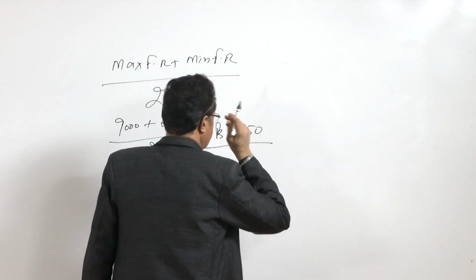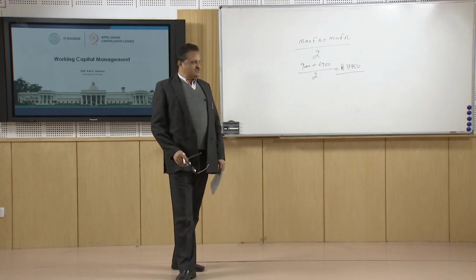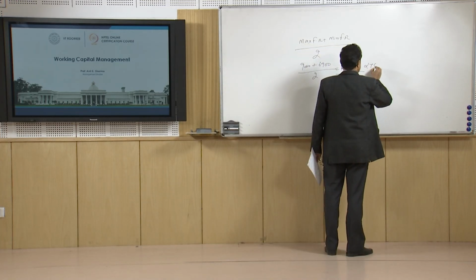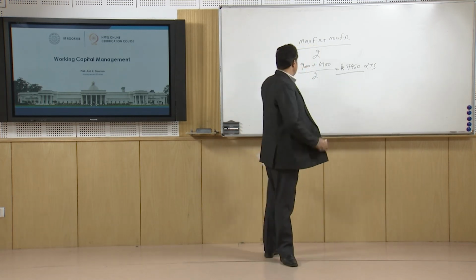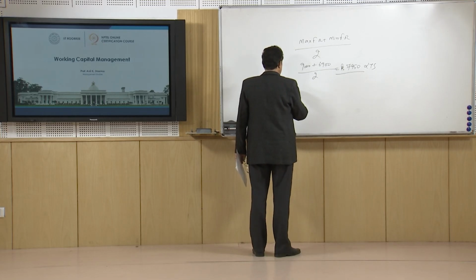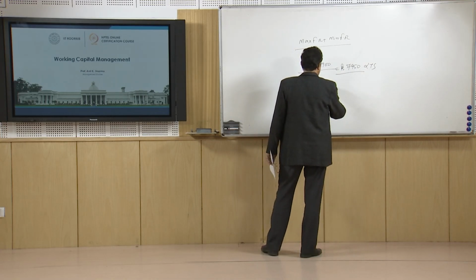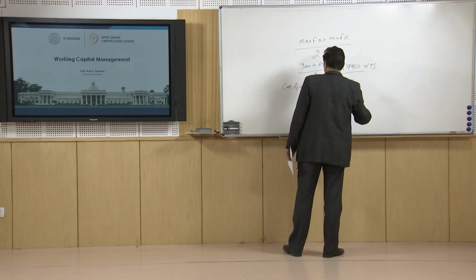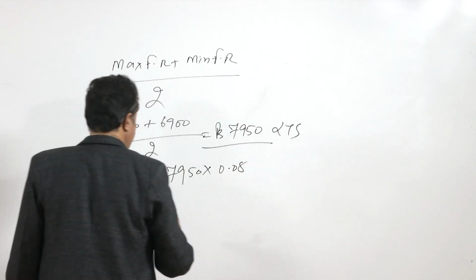This is rupees 7950, right. Now we assume that under this trade-off approach, this much amount will come from long term sources, LTS, and the balance from the short term sources. Now let us calculate the total cost. So the cost of long term funds is 7950 multiplied by 0.081, and then there is a cost of short term funds. This is how much? The balance.